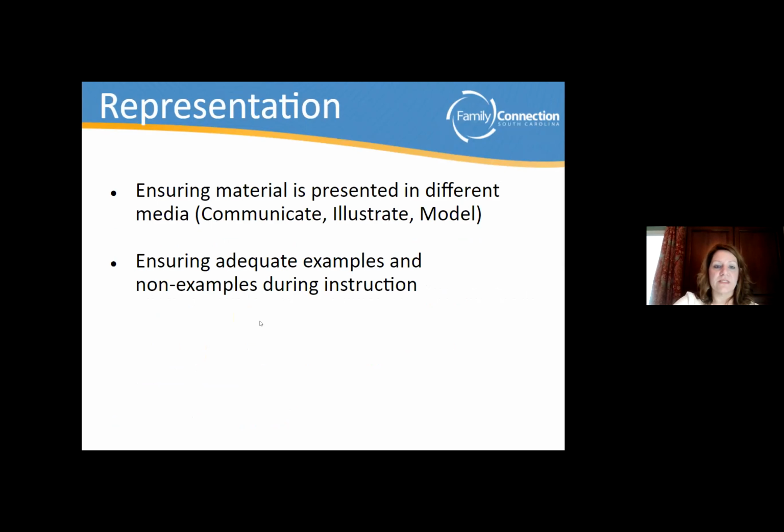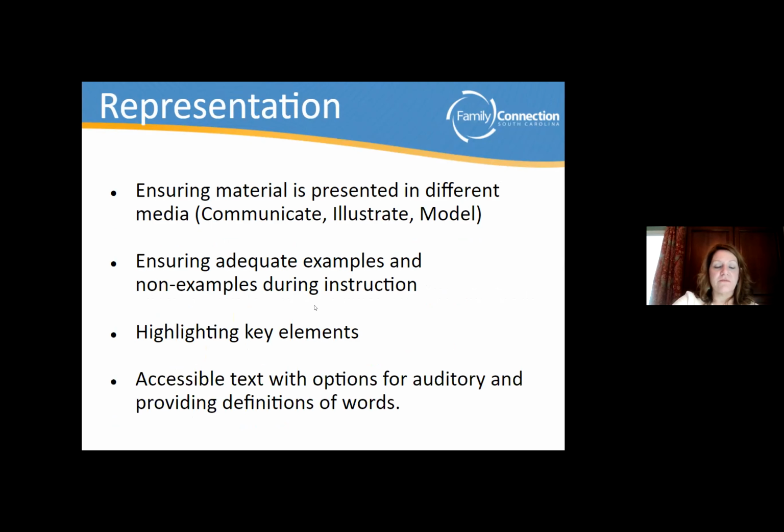So next we'll talk about representation as a component of UDL, Universal Design for Learning. Here we're ensuring material is presented in different media. So illustrations, models, communicating. So we've got different diverse learning needs. Some kids have a real strength in verbal, some kids have a real strength in visual. And so considering that and how we communicate information to them or explain lessons, as well as how they can represent their knowledge. So maybe instead of writing a paragraph, maybe they're constructing a model to show that they understand something.